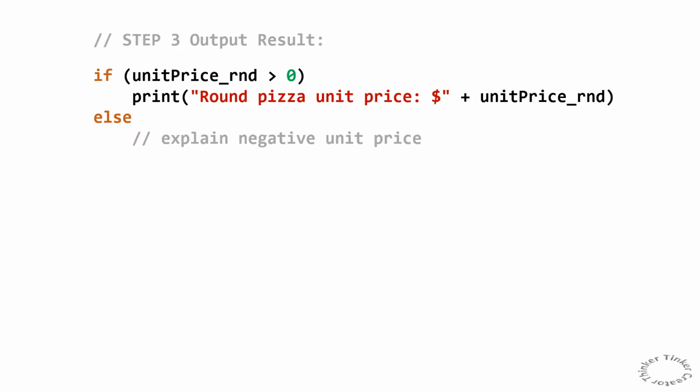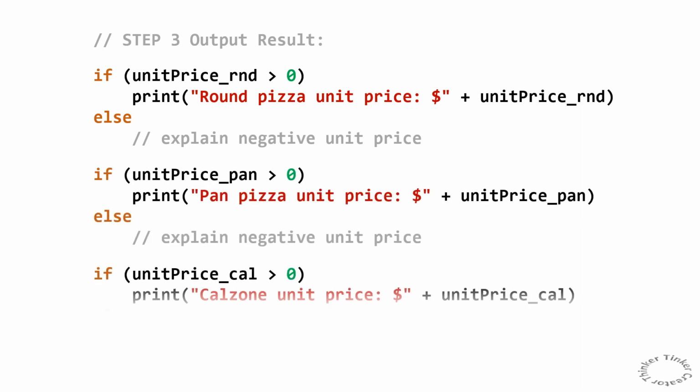Finally, we output the result to the screen. We print the unit price only if it's greater than 0. Otherwise, we explain why the calculation couldn't be done. We do the same with pan pizza and calzone.